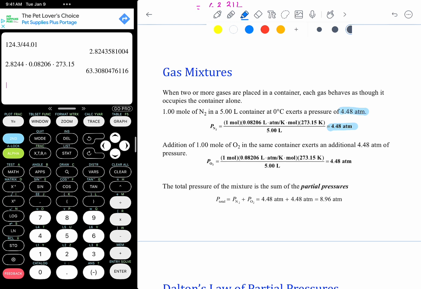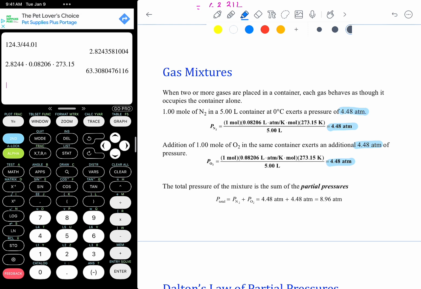We can then add 1 mole of oxygen gas to the same container. It would be under the same conditions and therefore would exert an additional 4.48 atm of pressure on the container. There's still 1 mole of it, it's in the same container which has the same volume, and they're both at 0 degrees Celsius.